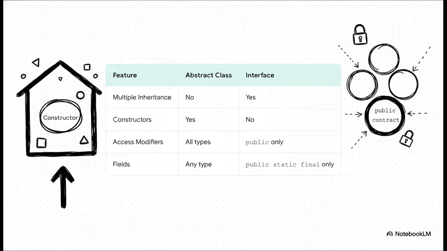And this table really breaks down the technical nitty-gritty. You can see right away, for multiple inheritance, interfaces are the clear winner. A class can implement as many as it wants. Abstract classes, you only get one. Abstract classes can have constructors to help set up some initial state. Interfaces can't. And look at the access modifiers. Abstract classes are flexible, but in an interface, everything is public by default. And that makes sense, right? It's a public contract for the world to see.